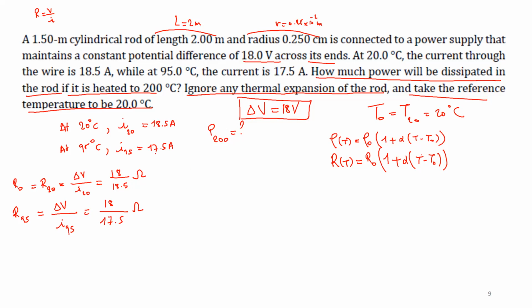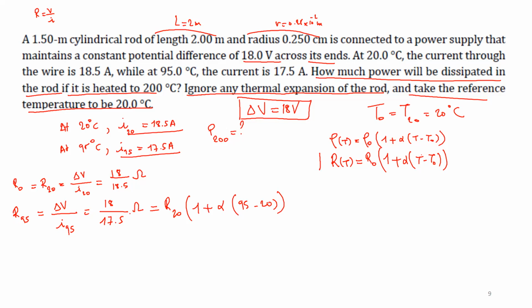Of course, you see, when I increase my temperature, I increase my resistance. So that means I will decrease my current. That's why this current is smaller than this current. Anyway, now I know that this is my resistance at 95 degrees Celsius, but by definition this is just equal to R20 times 1 plus alpha times T, which is 95 minus 20.